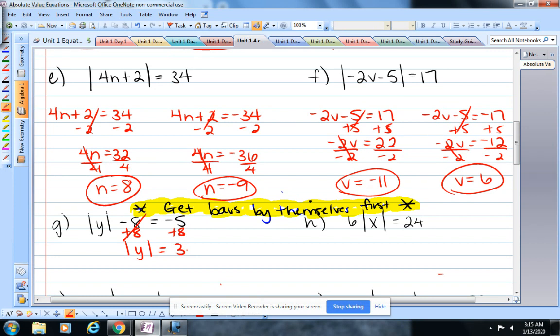So now are my bars by themselves? Yes. So after your bars are by themselves, then you split it into 2 equations. All right? So after you get the bars by themselves, then you can split it up twice. So I'm going to get that inside, which is just plain y. Y equals what number? 3. Or y equals what? Negative 3. But you do not split until you get your bars by themselves.